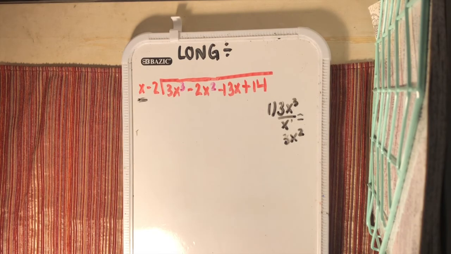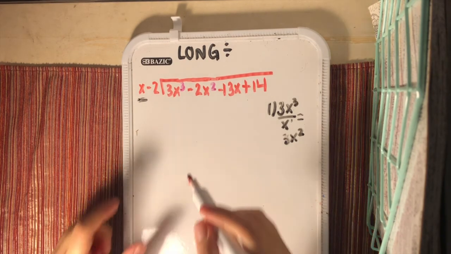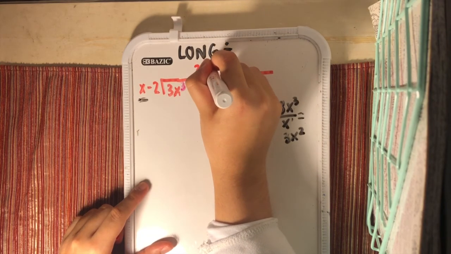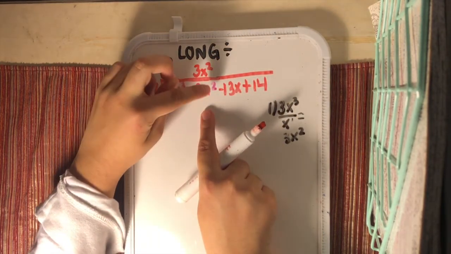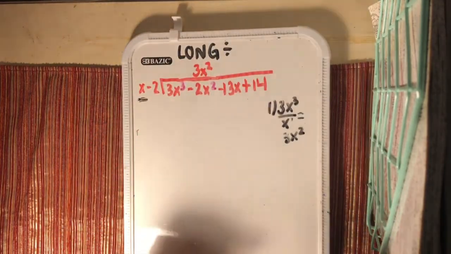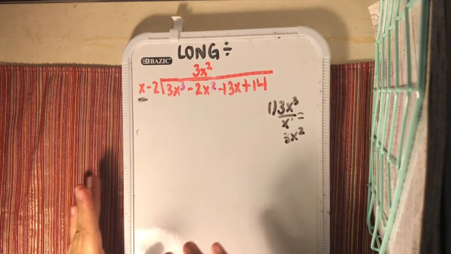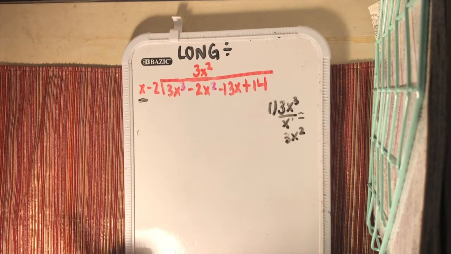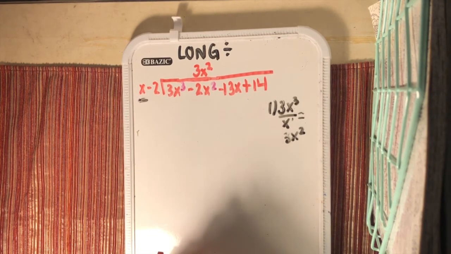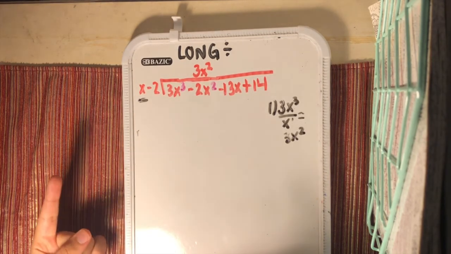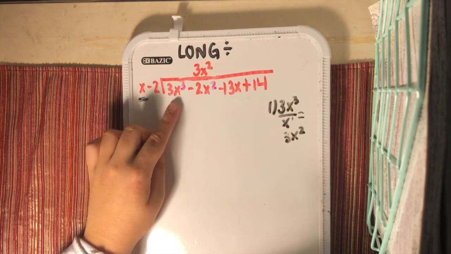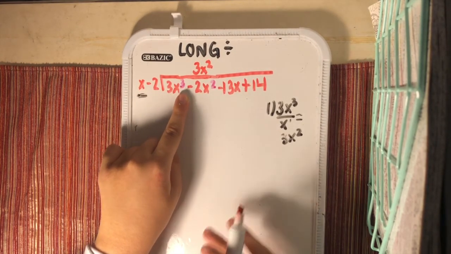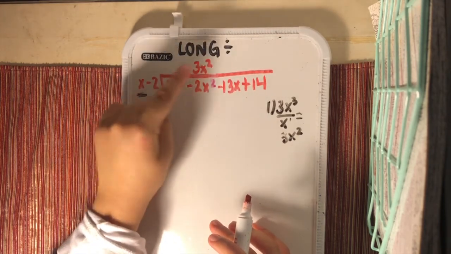Now I'm going to write that 3x squared up here above the second term, right? These 2's line up. And what you'll notice is that every time you solve one of these division problems, the starting term of your quotient, or your answer, is always going to be one exponent less than the starting term in the dividend. So this is a 3, our exponent, and in our answer, it's a 2. It's always going to be one less.